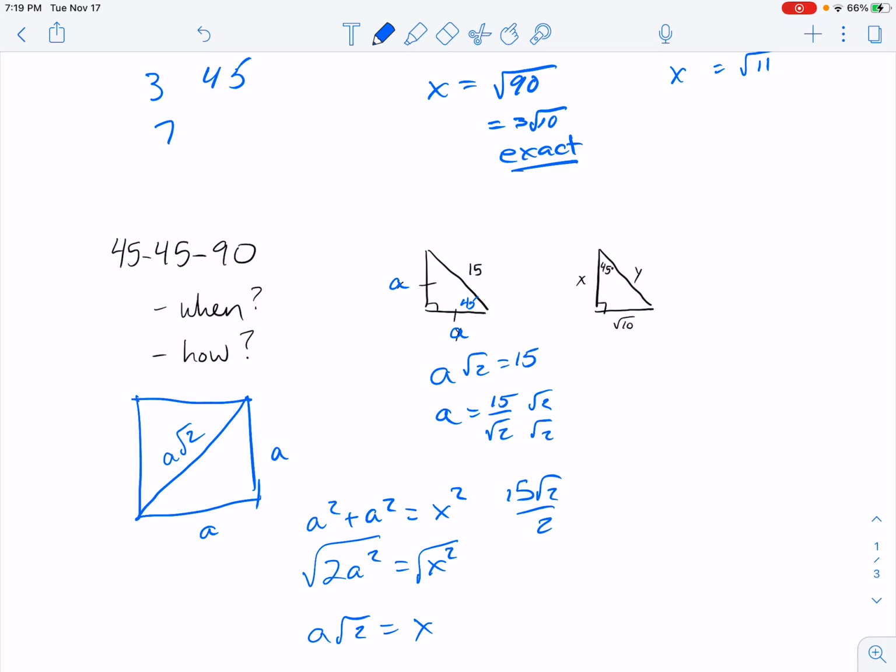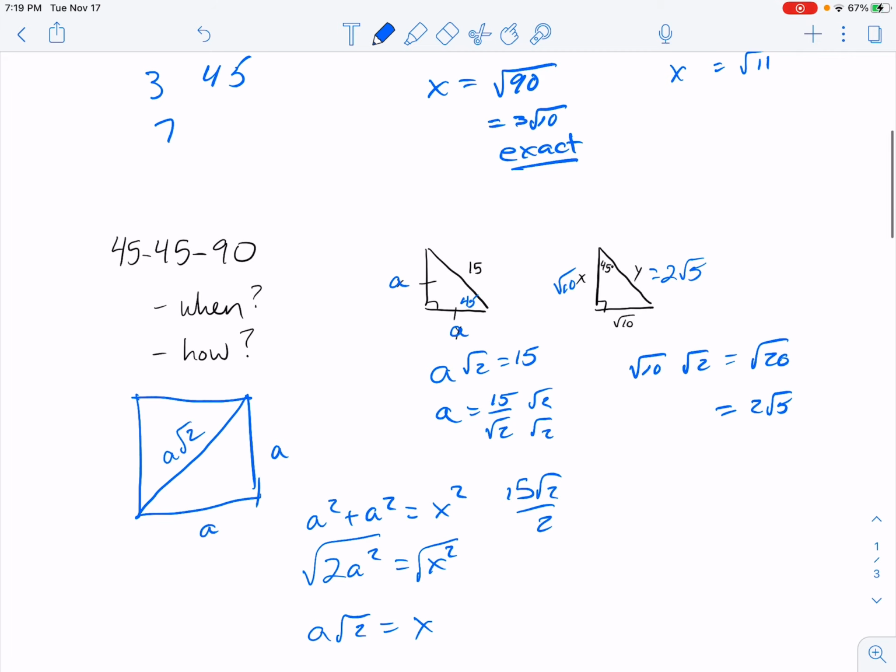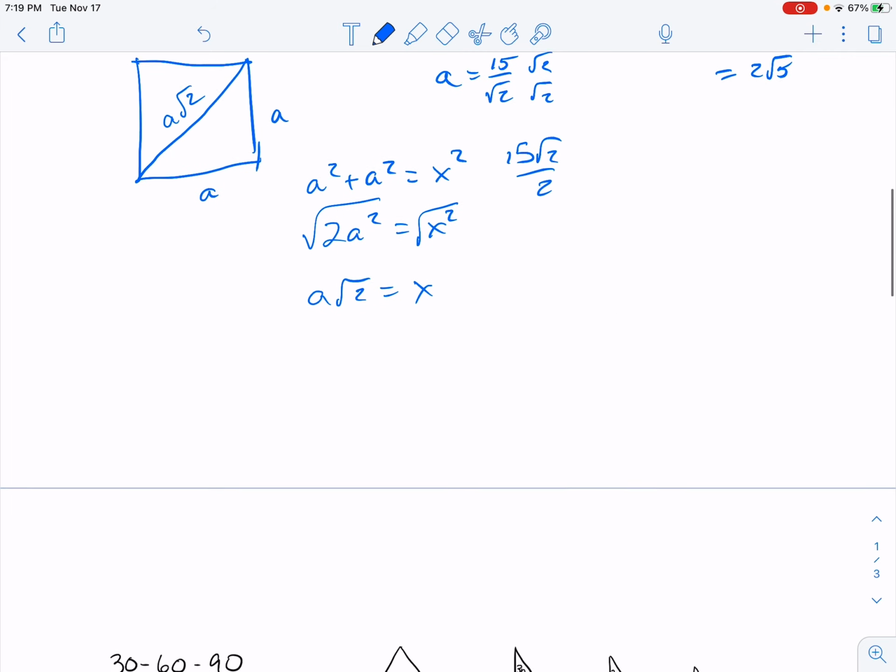This is the other side. If it's a 45 triangle, you multiply the sides by root 2 to get to the other side. So root 10 times root 2 equals root 20, which simplifies to 2 root 5. So this equals 2 root 5, and this is root 10 also. All right? You need to know those ratios. 45, 45: a, a, and a root 2.